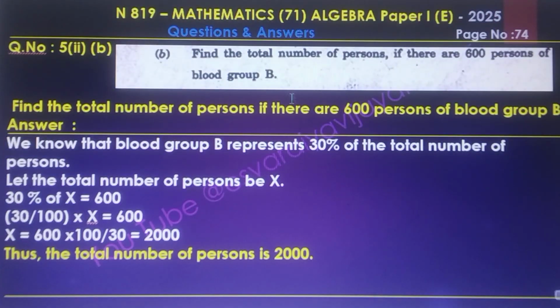And question number 2: find the total number of persons if there are 600 persons of blood group B. So 30% of x equals 600, 30 upon 100 into x equals 600, x equals 600 into 100 upon 30 equals 2000. The total number of persons equals 2000.